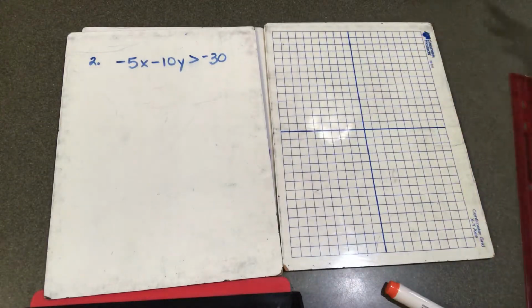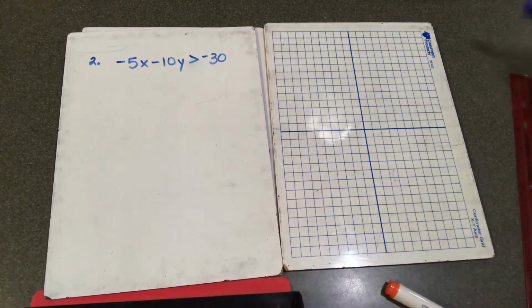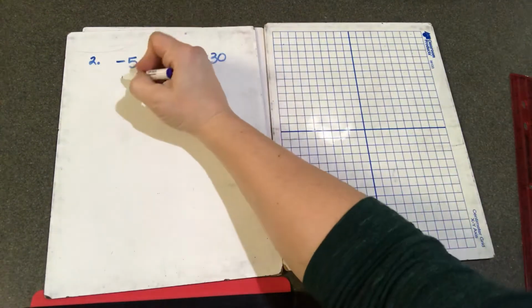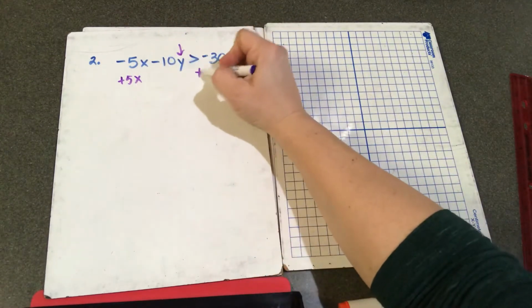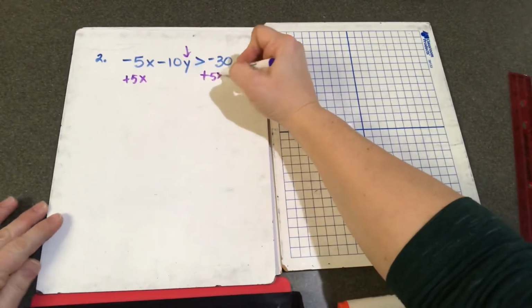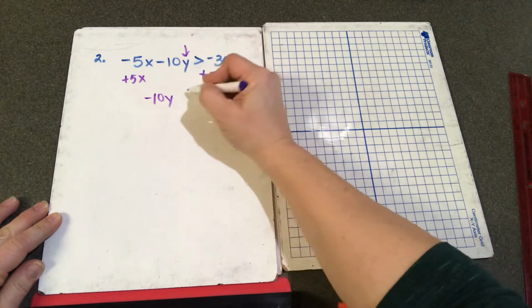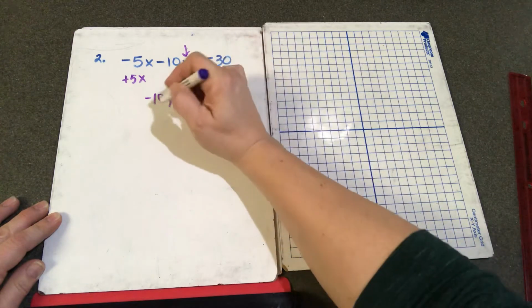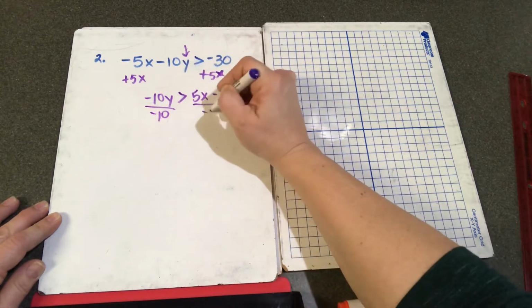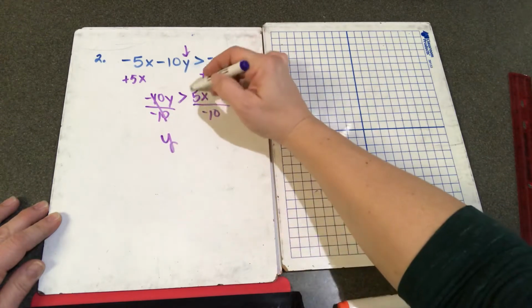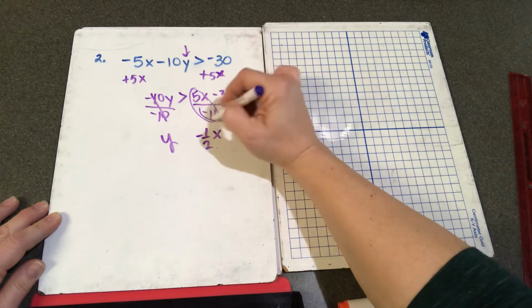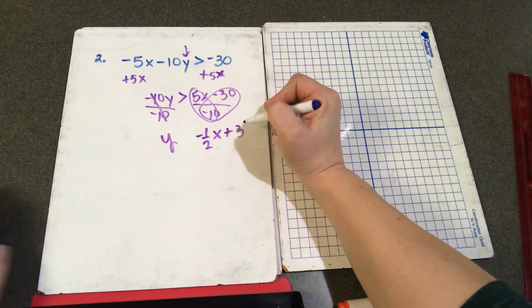All right, let's try another one. So if we look at this one and we need to graph this one, we got issues because y is not alone. So if we want to use y equals mx plus b, we're going to have to add 5x to both sides. And so negative 10y is greater than 5x minus 30. And then we're going to have to divide by negative 10. Remember, that means everything gets divided. So the 5 gets divided. That would be negative 1/2. And negative 30 gets divided. That would be plus 3.